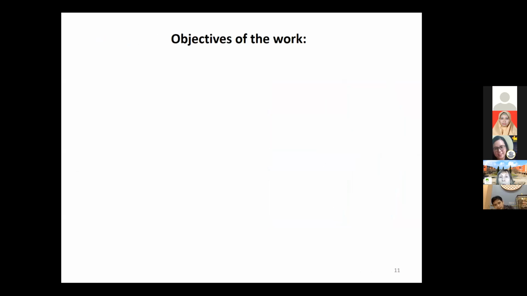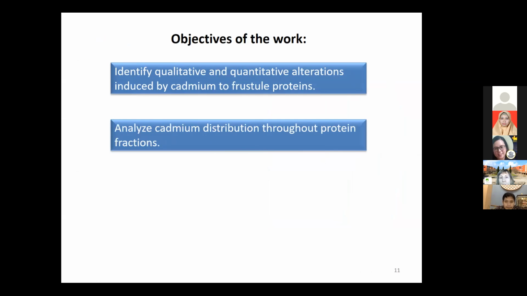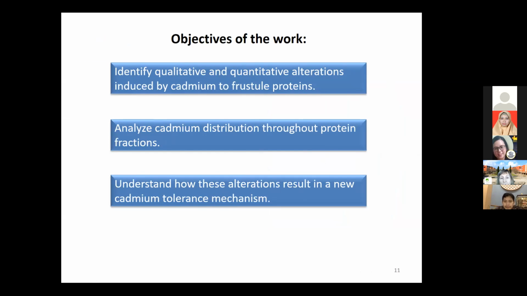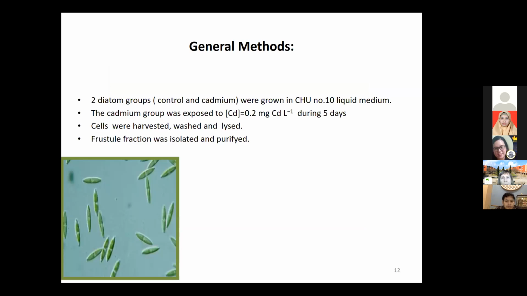So what were the objectives of our work? They were to identify quantitative and qualitative alterations induced by cadmium in frustule proteins, analyze cadmium distribution throughout protein fractions, understand how these alterations result in a new cadmium tolerance mechanism, and to see if there is a possible application of this mechanism in bioremediation.